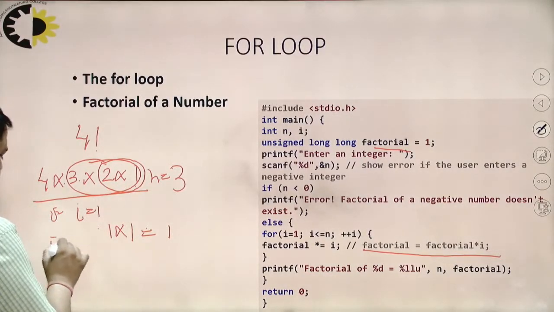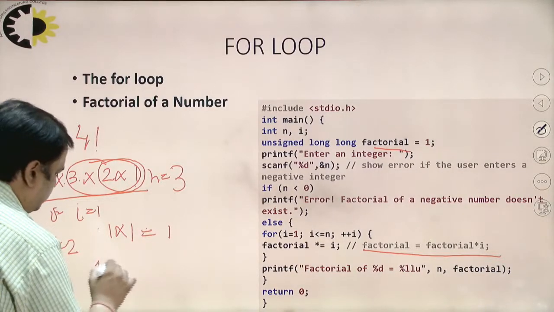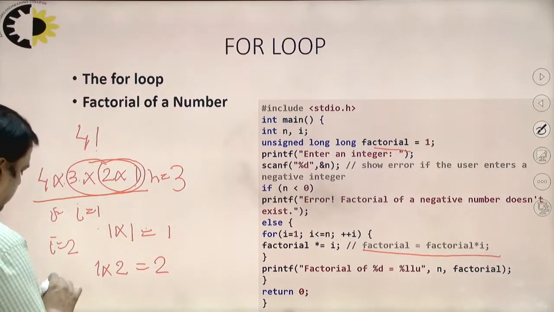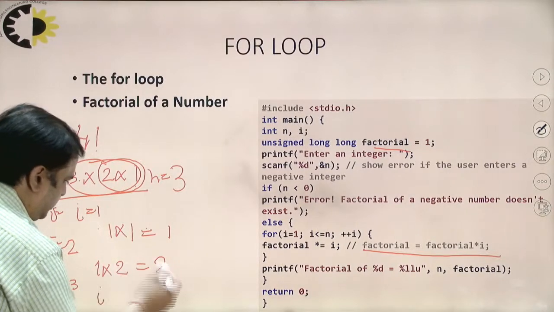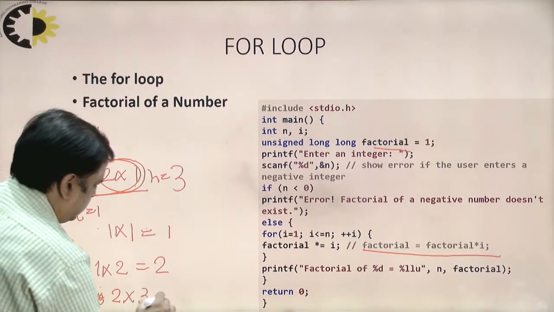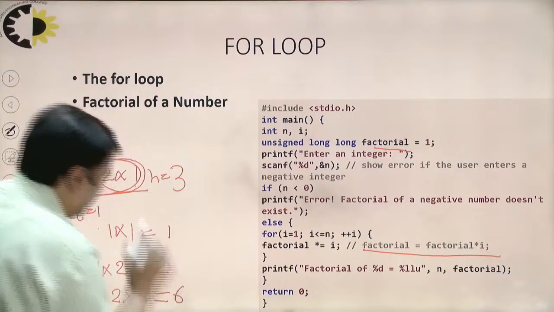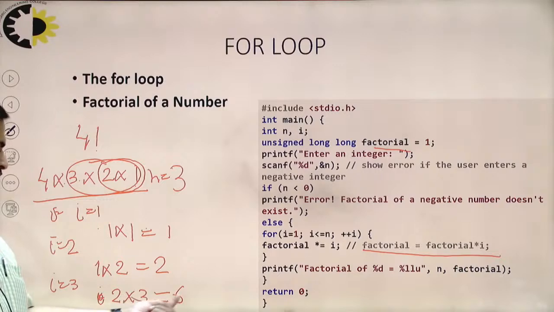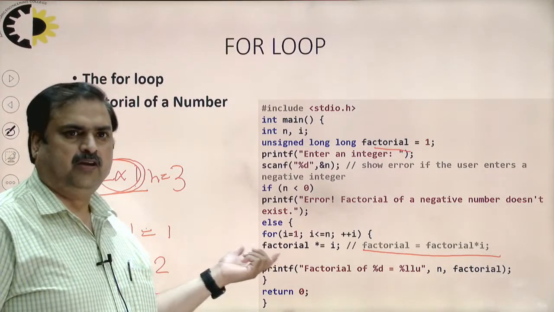For I is equal to 2, what will we do? Factorial is 1, so 1 into 2, the result will be 2. For I equal to 3, what will we do? Next is 2 into 3, that means 6. So this is how we get the number 6, that is the factorial of 3.